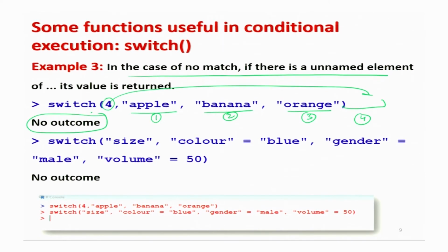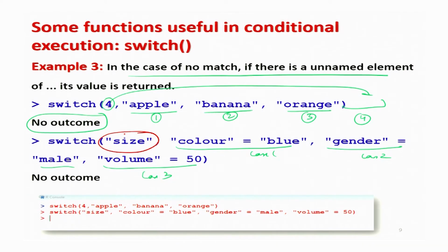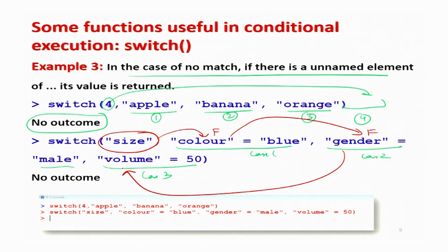And similarly, if you take the earlier example where I took color as case 1, gender as case 2 and volume as case 3, and you give a value which is size, then size comes here, there is no match, it gives false. Then it comes to the second case, gender, there is no match, so it comes to the third case, volume, there is no match, and after that it moves ahead, but there is nothing, so it will give you no outcome. So there will be no outcome, right.